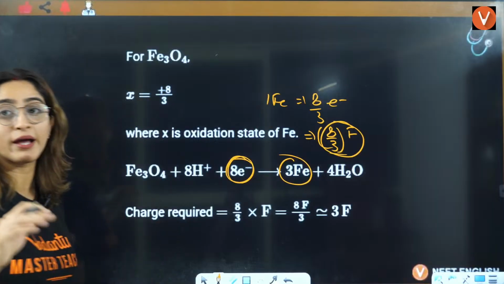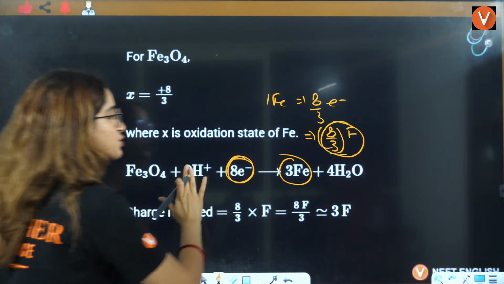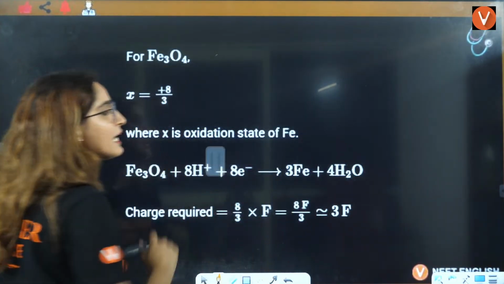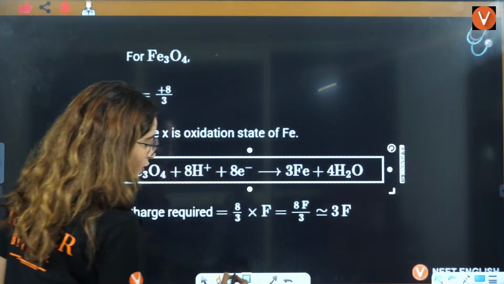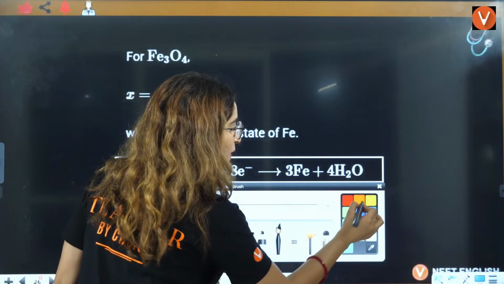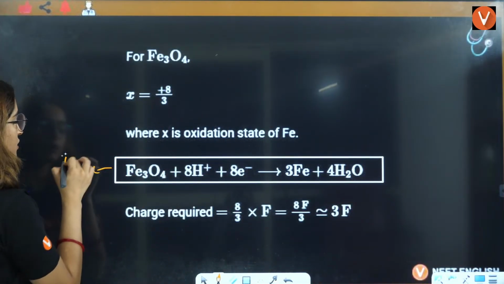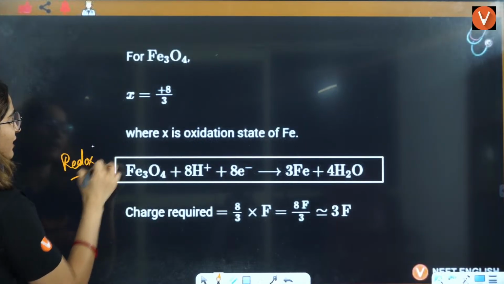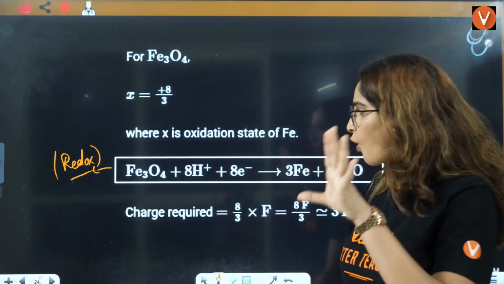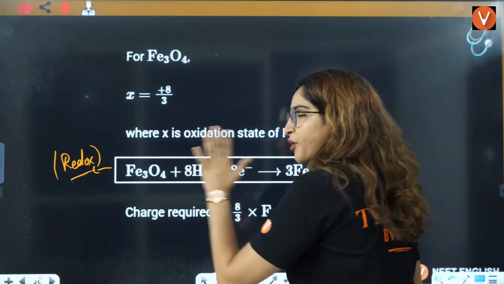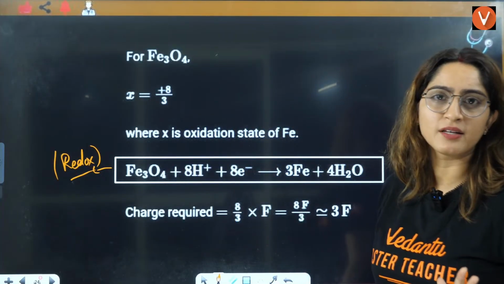Yes, so it is 8 by 3 Faraday exactly. It is not approximately, it is exactly 8 by 3 Faraday. And this particular thing you will learn from redox reactions, okay? This balancing you will learn from redox reactions. I'll teach you that. I think maybe after periodic classification, I'm going to pick redox reactions. This balancing is there in redox reactions. Very simple methods are there.